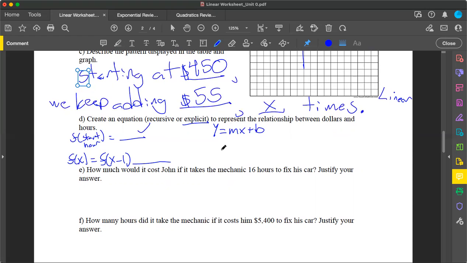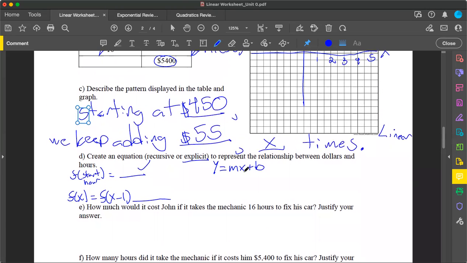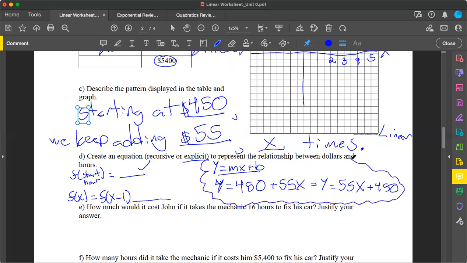We'll start with the explicit because we pretty much did it. If you look back here, we were saying starting at 450, we keep adding 55, x times. If we want this traditional y equals mx plus b form, you could say that it is 55x plus 450. These are both legit. These are both fine. If you are feeling so inclined, you can even say f of x equals 55x plus 450. And I guess that's more traditional to what this problem had going for it with the notation.